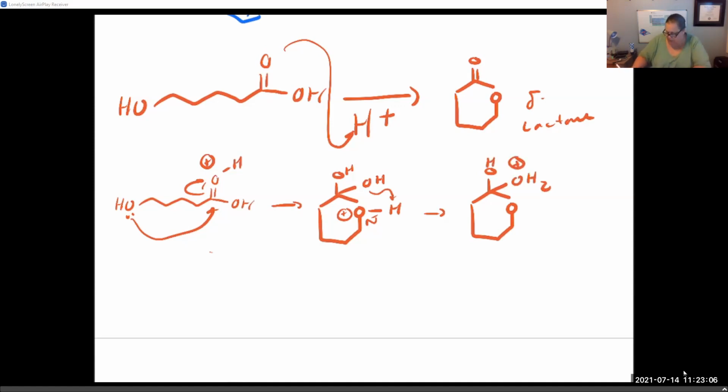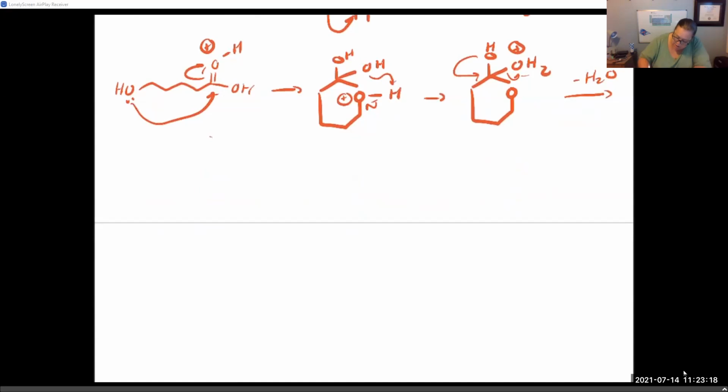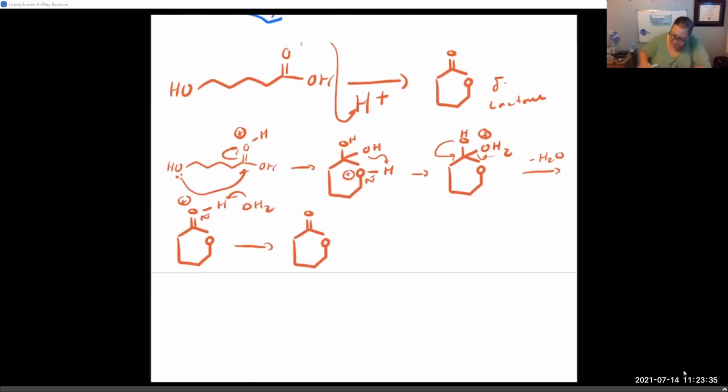I draw my hydrogen on top, although I think that looks so ugly, but it really doesn't matter. Form my carbonyl, get my dehydration. Form this intermediate species here. Water will come in, deprotonate, form my final product. Booyah. Fun stuff.